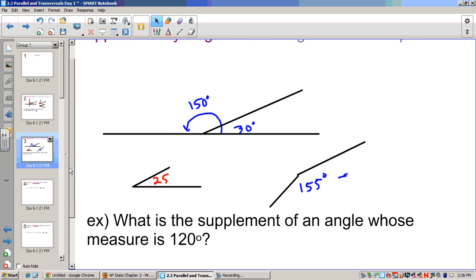We could ask a question like this: what is the supplement of an angle whose measure is 120 degrees? So 180 minus 120 would be 60 degrees.